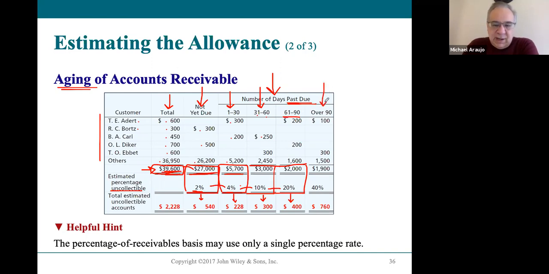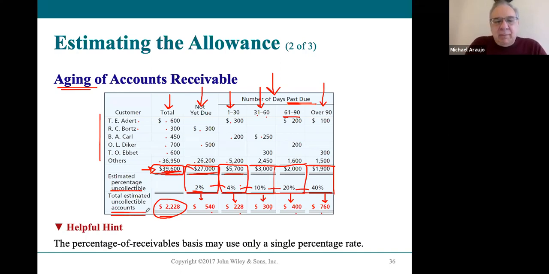And this is your worst case scenario, right? The folks who have not paid in over 90 days. As you see, it is almost the same amount, $1,900 of the 39,000. And look, they're expecting almost 40% of that. They don't think they're ever going to collect. Okay, so this is the amount. So they simply add all these numbers up, and this total becomes their bad debt for the year.